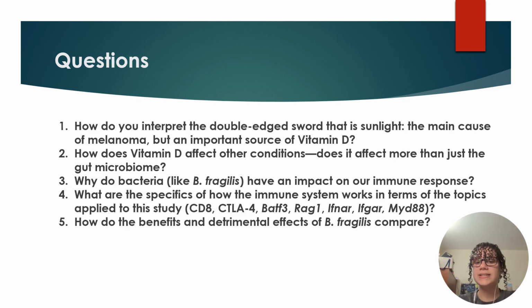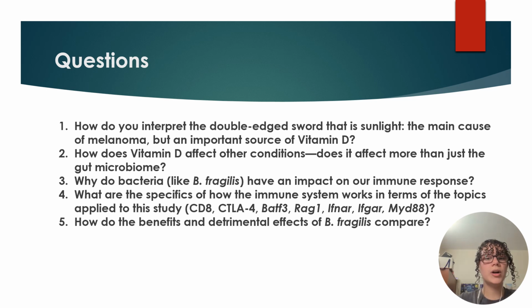Finally, for some questions to help aid the discussion. Question 1 would be, how do you interpret the double-edged sword that is sunlight, which is the main cause of melanoma but an important source of vitamin D? Question 2 would be, how does vitamin D affect other conditions? Does it affect more than just the gut microbiome? Question 3 is, why do bacteria, like B. fragilis, have an impact in our immune response?